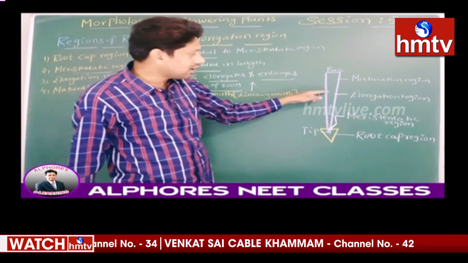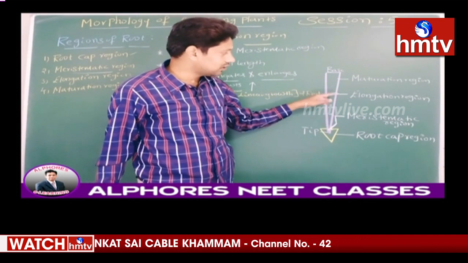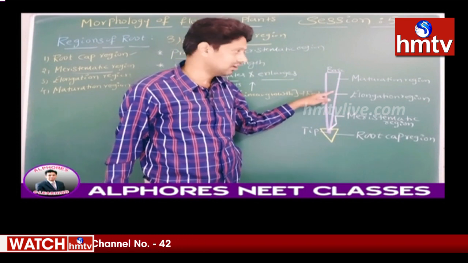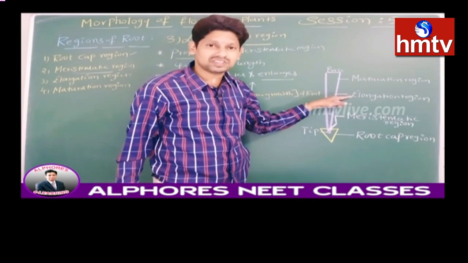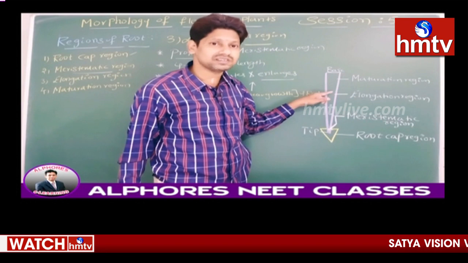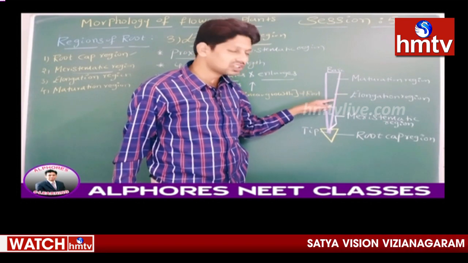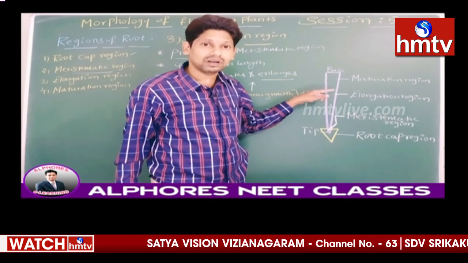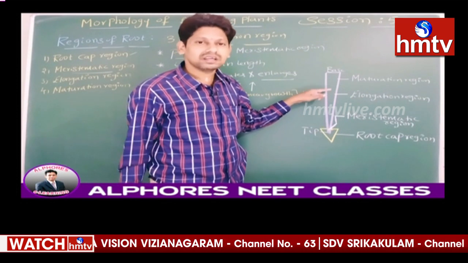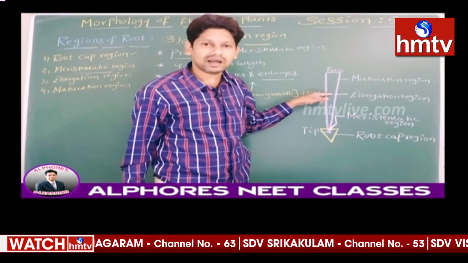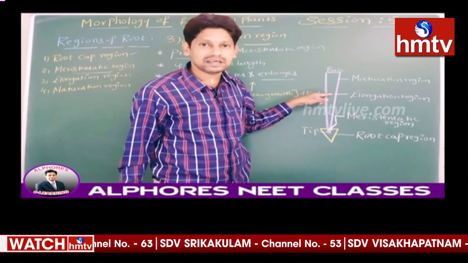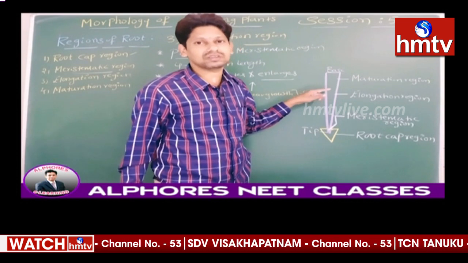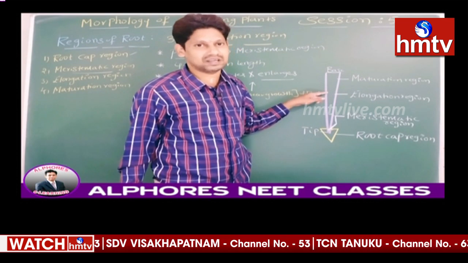Therefore, the elongation region is proximal to the meristematic region, present above the meristematic region. The elongation region measures 4 to 8 millimeters in length. In the elongation region, the cells elongate and enlarge, so the length of the root increases. Increase in length is called primary growth or linear growth. As the length of the root has increased, primary growth or linear growth of the root has taken place.